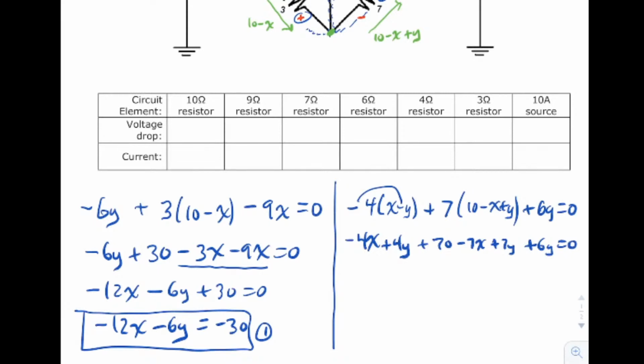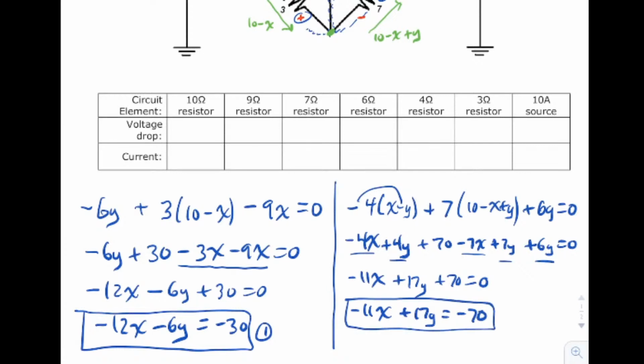Lots of terms. They're all on the left side, so it's just a matter of combining like terms. I like to get my x's first. There's some, so I have a minus 11x. Get my y's next. There's some. What is that, 17y? 4 and 7 is 11 plus 17y. And then I got my plus 70 there. So my last step is to simply subtract the 70 on both sides. And now I have an equation 2.